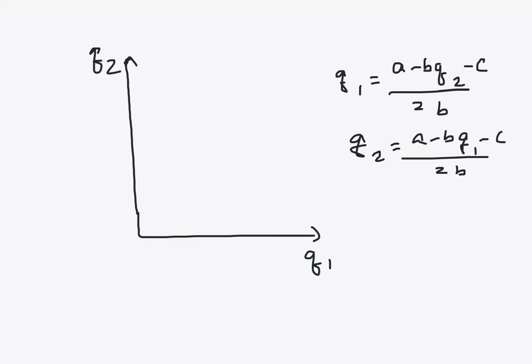So let's say the output produced by firm 2, Q2, is 0. How would firm 1 respond to that output? You just plug in 0 instead of Q2. Then Q1 is equal to (A minus C) over 2B, right? So if Q2 is 0, firm 1 would respond by producing (A minus C) over 2B. Let's say that is some quantity here.